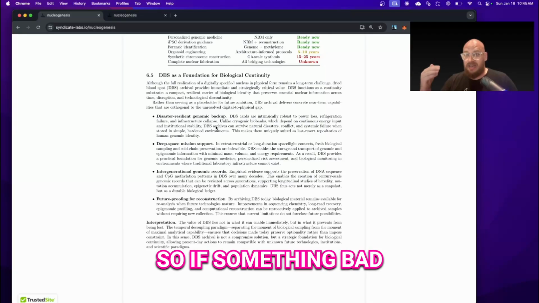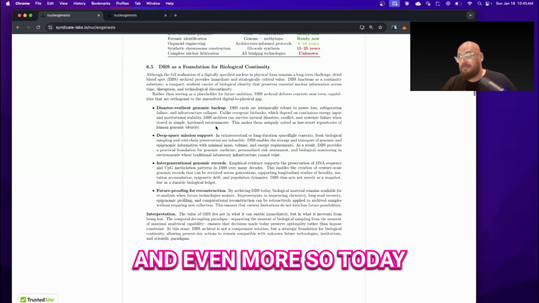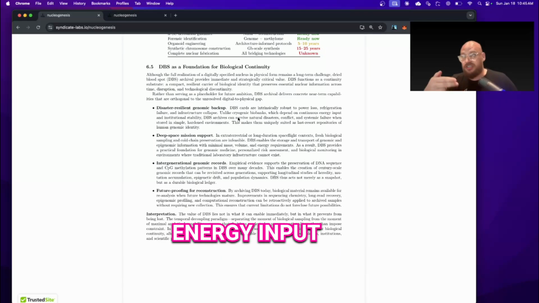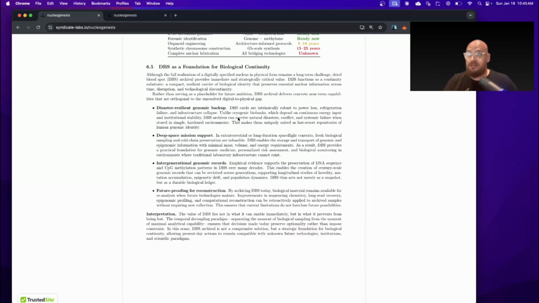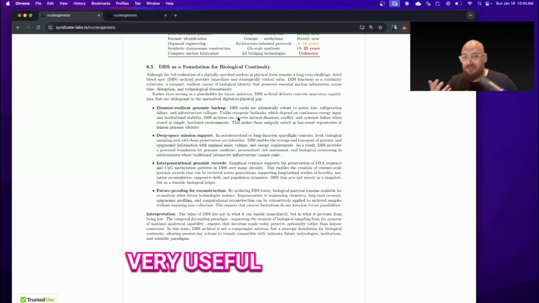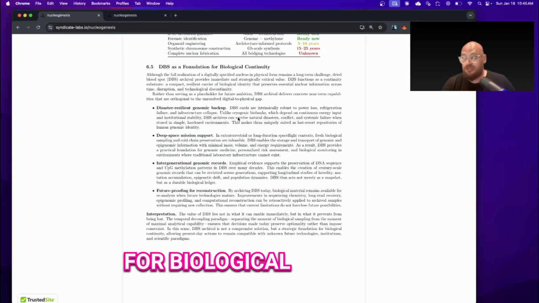If something bad happens in the world, which bad things are happening all the time, and even more so today, unlike cryobanks, which depend on continuous energy input and institutional stability, the dried blood spot archives would be very, very useful because you could reconstruct or use that information. And this is the foundation for biological continuity, right?